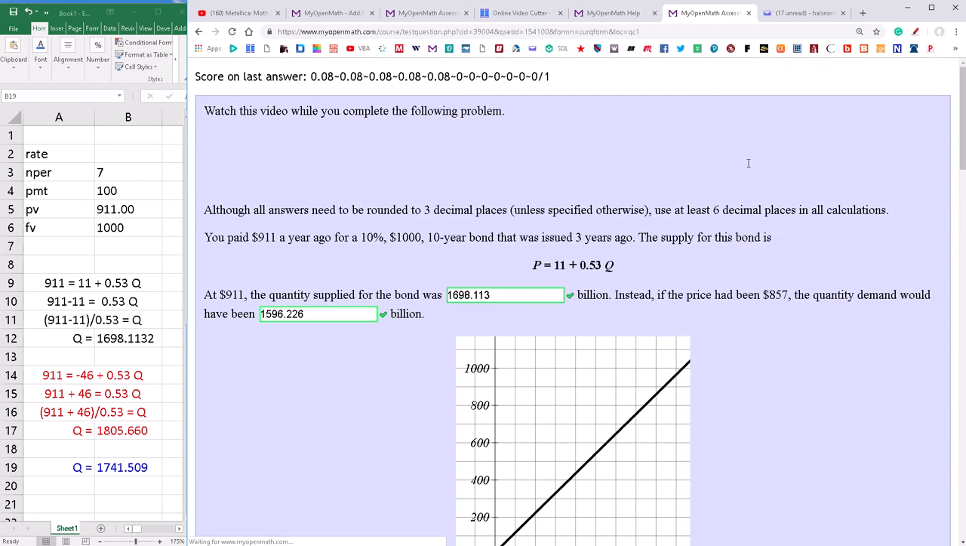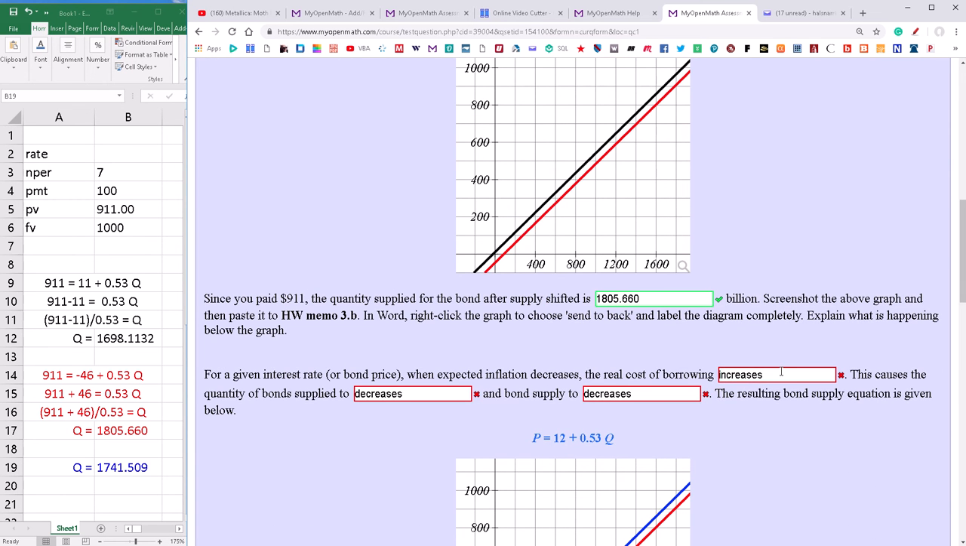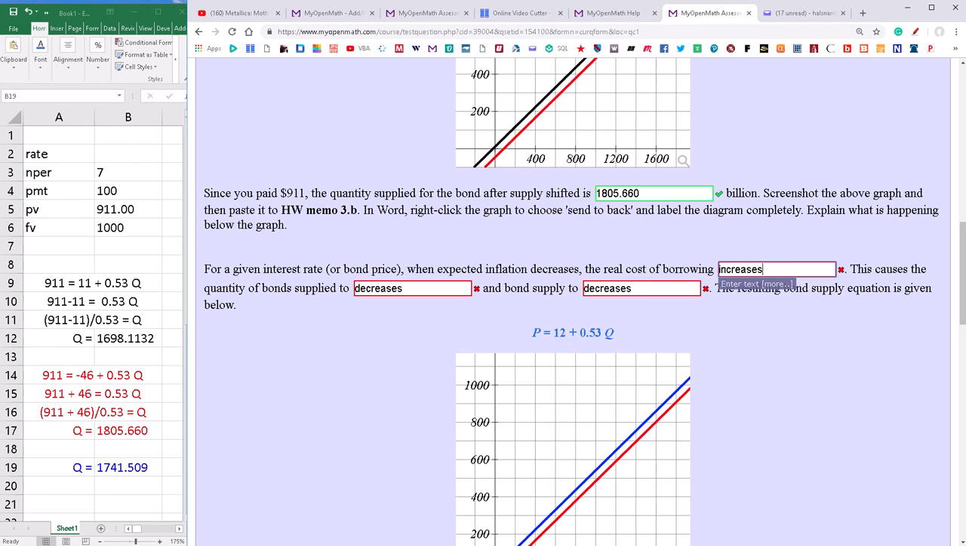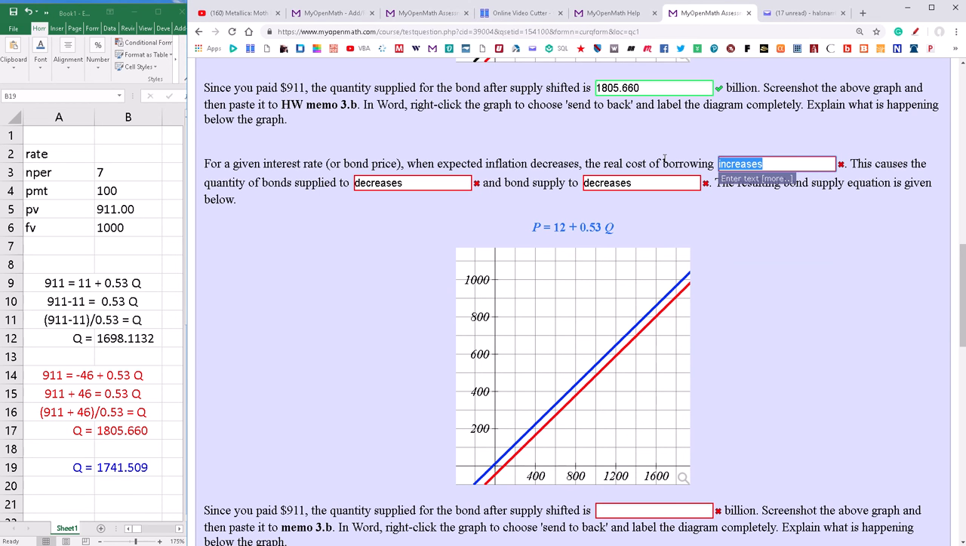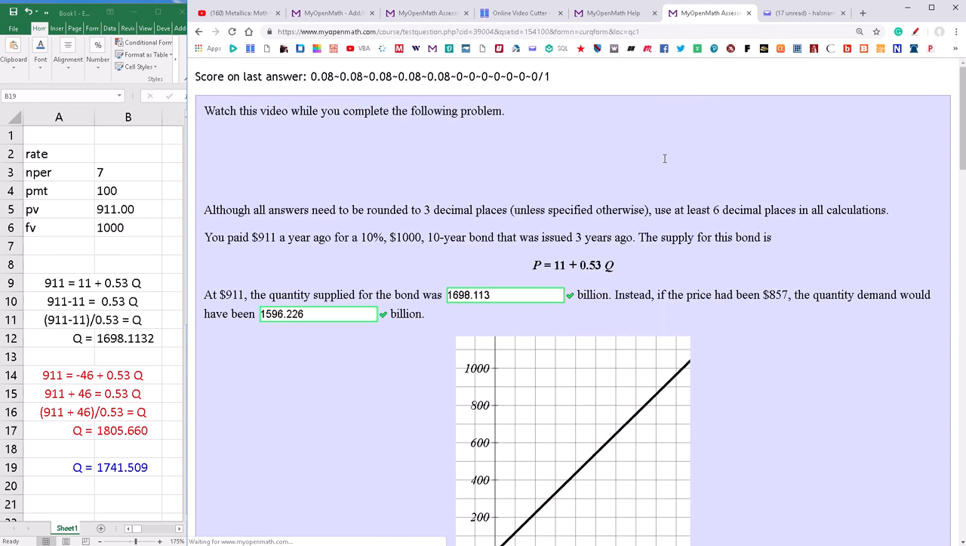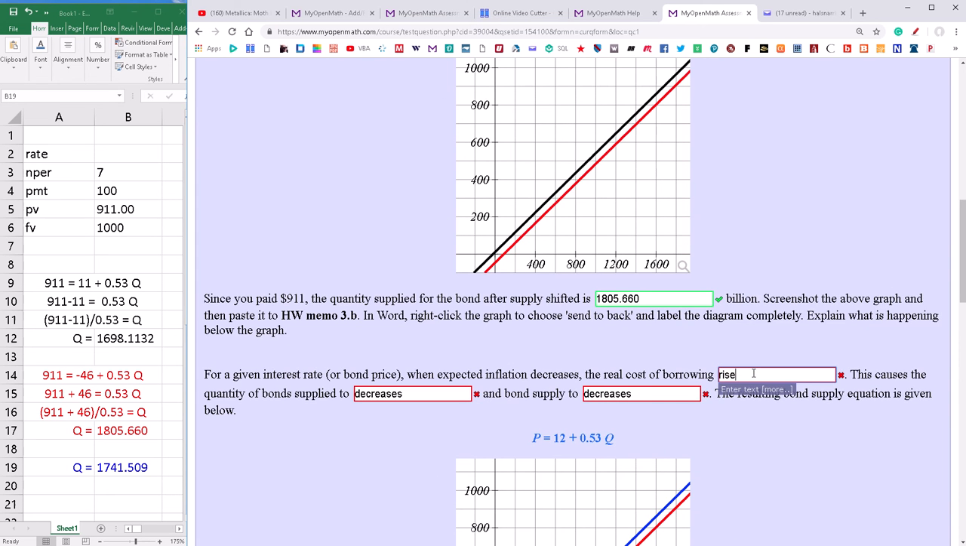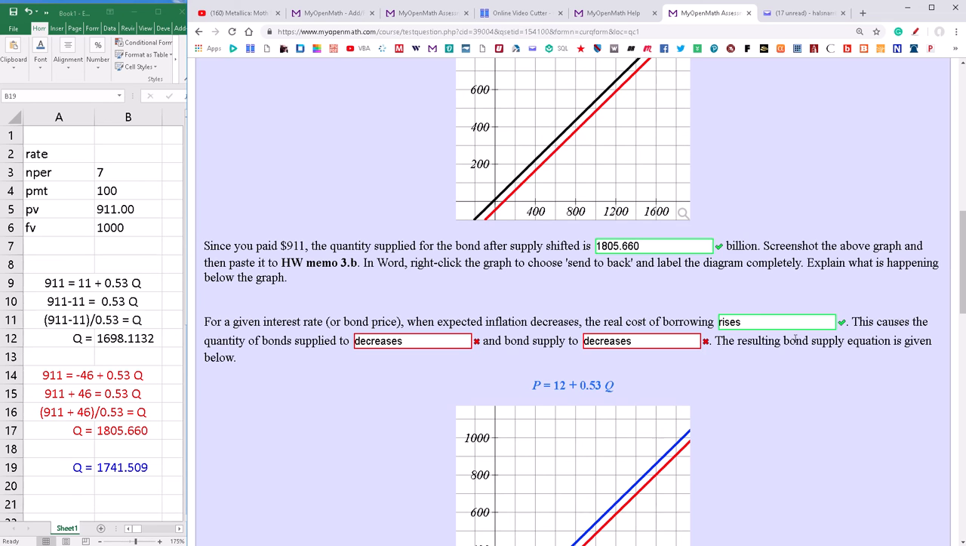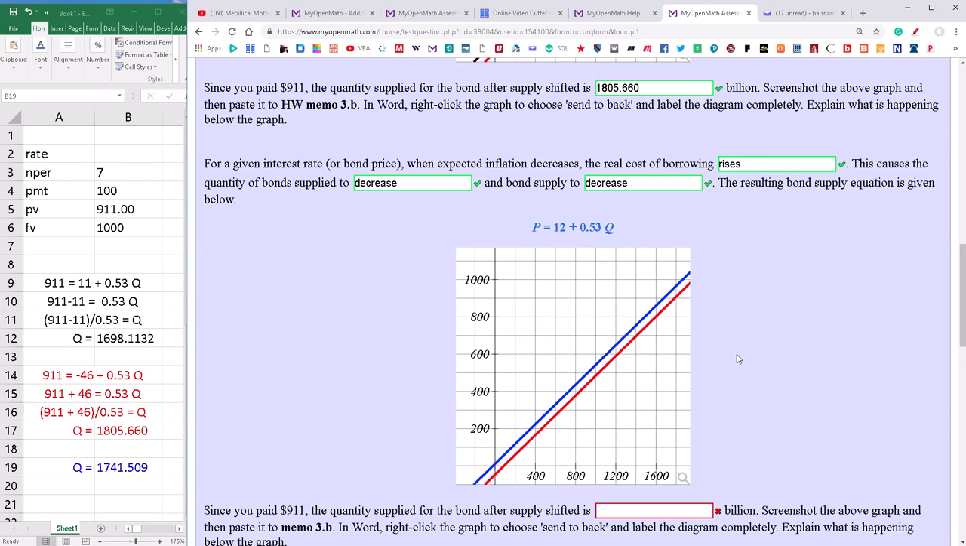And we enter borrowing. Maybe it's increase. Let's try rises. Okay, so it's rises. Let's read this to make sure it sounds correct. This causes the quantity of bonds supplied to decrease, and bond supply to decrease. Okay, let's see if that works. Okay, that works. Good.